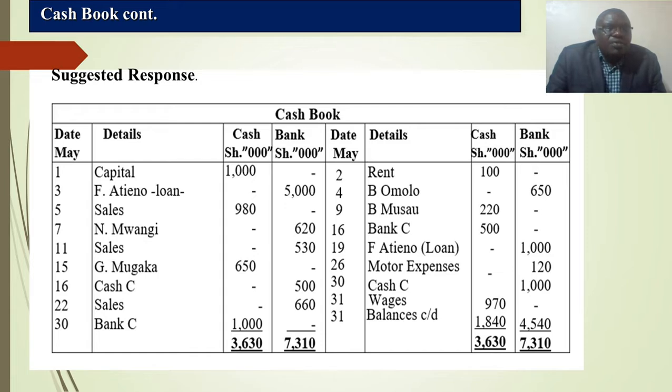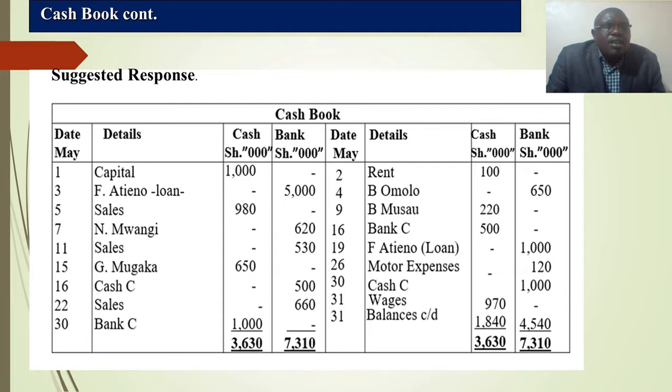Then on 16th, there is a transaction which is taking place there. We are receiving money in the bank, 500,000 on 16th. But where is the money coming from? The money is not coming from outside the business. The money is exchanging position, moving from one account to another. This money came from cash. That is why it is indicated there, cash. And there is a C in front of that cash.